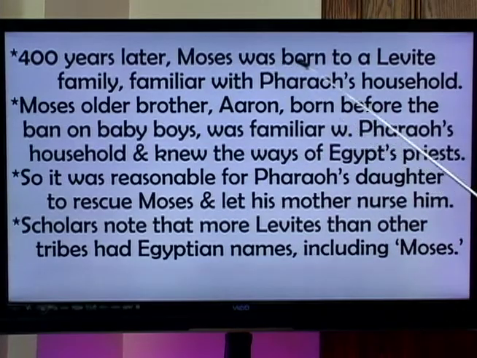We go on to our next screen. 400 years later, Moses was born to a Levite family familiar with Pharaoh's household, and they knew everybody there. Moses' older brother Aaron, born before the ban on baby boys, was familiar with Pharaoh's household and knew the ways of Egypt's priests before Moses was born. So it was reasonable for Pharaoh's daughter to rescue Moses and let his mother nurse him. Scholars note that more Levites than other tribes had Egyptian names, including the name Moses.